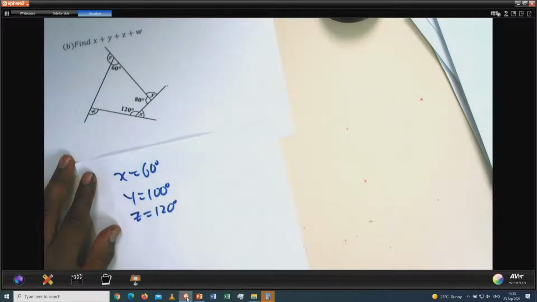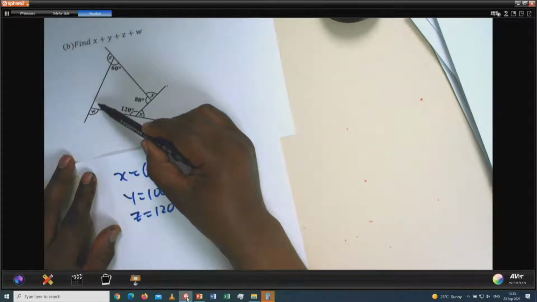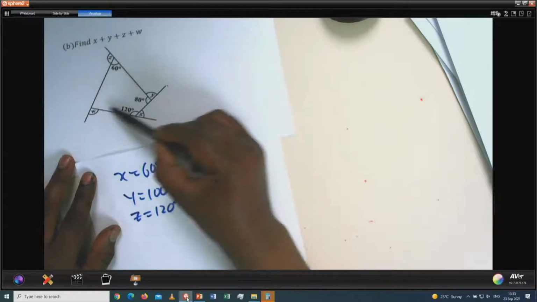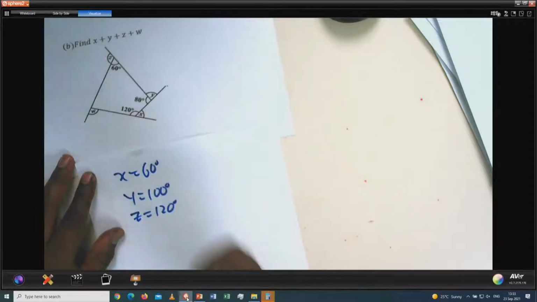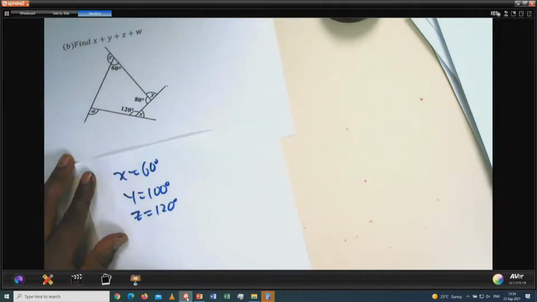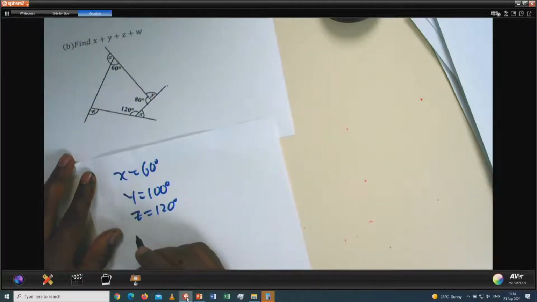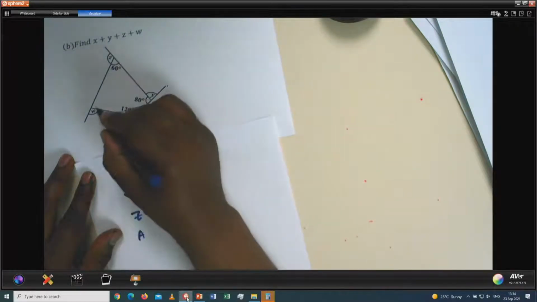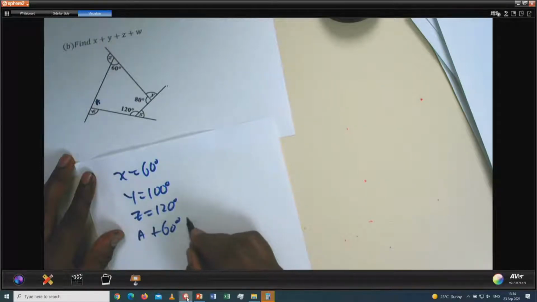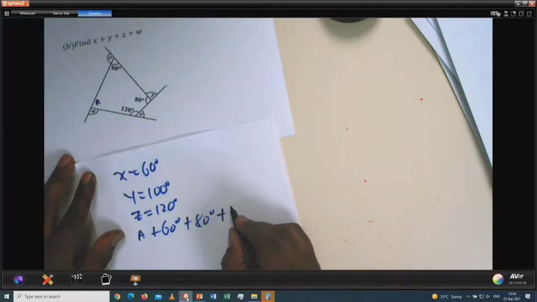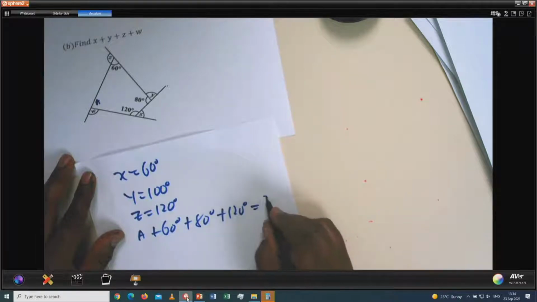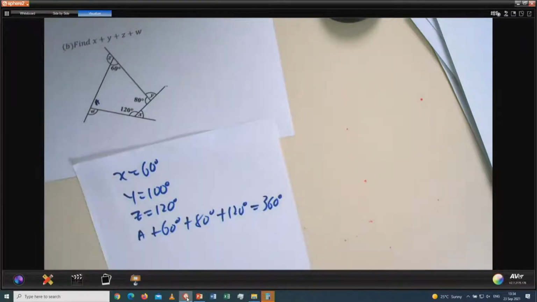w, in other words, we need to get this angle. Because we've got two unknowns, we need to get this angle. But how do you get this angle? This angle is inside a quadrilateral. Therefore, we say that angle, this one, let's call it A, plus 60 degrees, plus 80 degrees, plus 120 degrees, should give you 360. Again, quadrilateral relationship, properties. How does this relate with this one and this one?